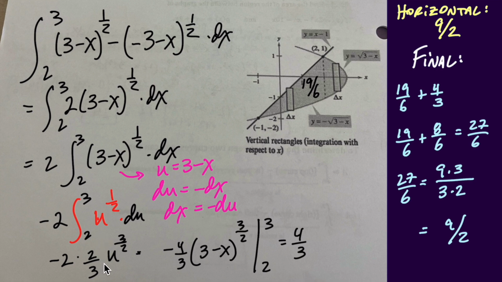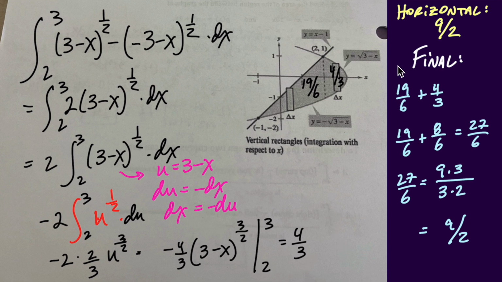We're going to take our antiderivative. We're going to add 2 over 2 to the exponent and get 3 over 2. We're going to divide by the new and improved exponent of 3 over 2, which is the same as multiplying by its reciprocal. That gives us negative 4/3. Let's go ahead and back substitute the u to the 3/2. When we first plug in 3, and then we subtract plugging in 2, we get 4/3. So 4/3 is going to represent the area of this portion of our problem.